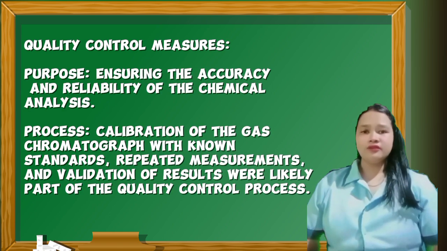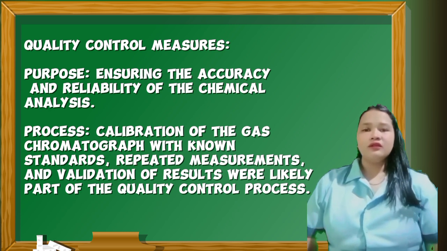Quality control measures. Purpose: ensuring the accuracy and reliability of the chemical analysis. Process: calibration of the gas chromatograph with known standards, repeated measurements, and validation of results were likely part of the quality control process.